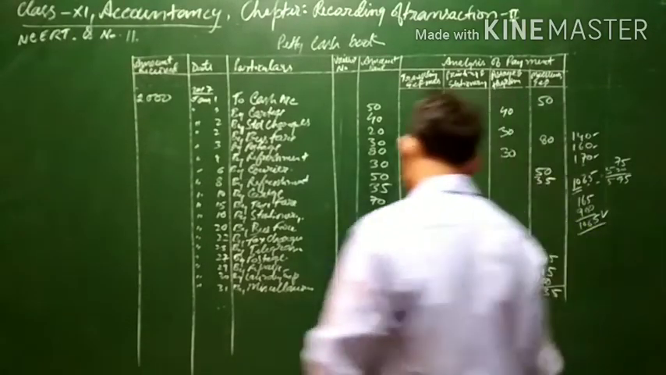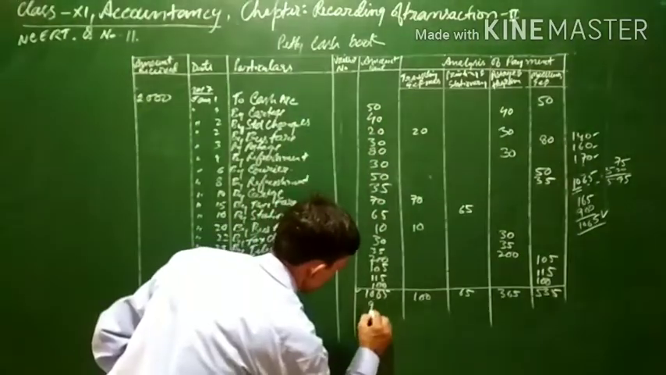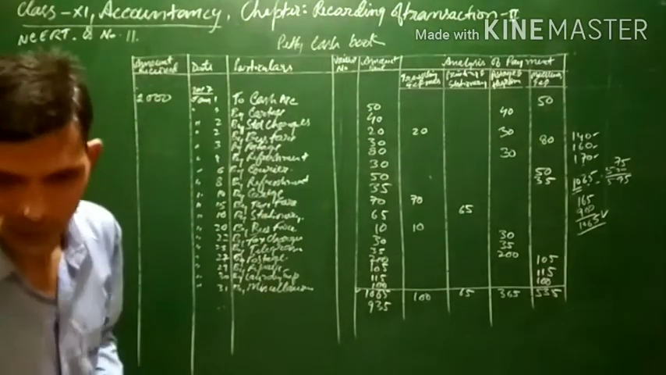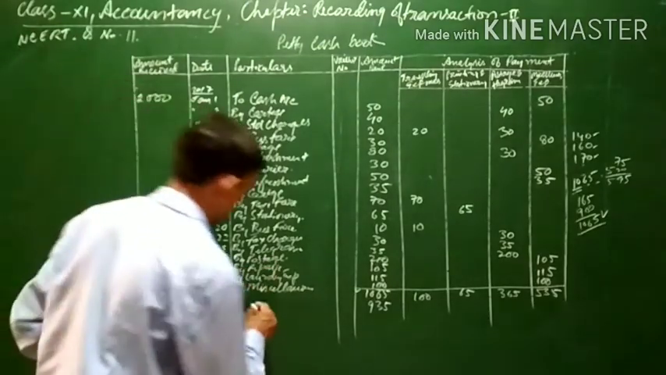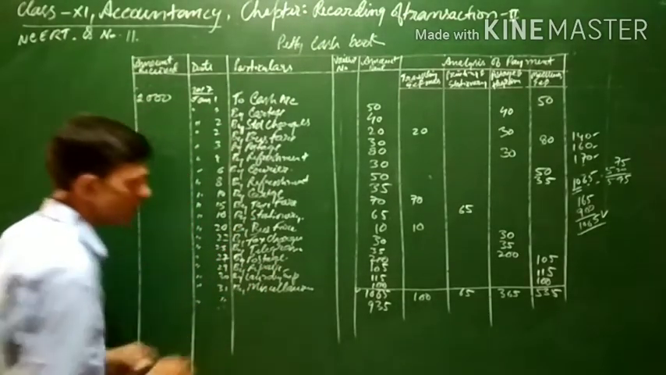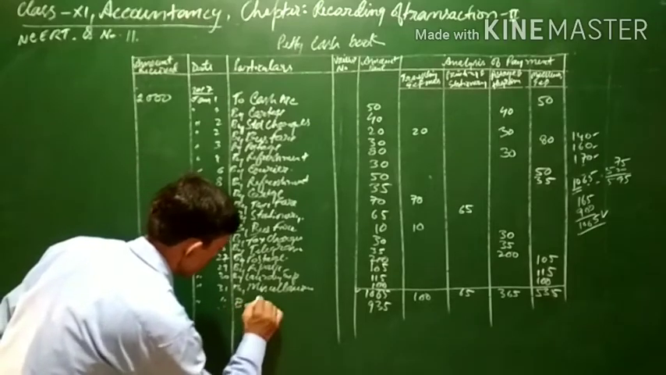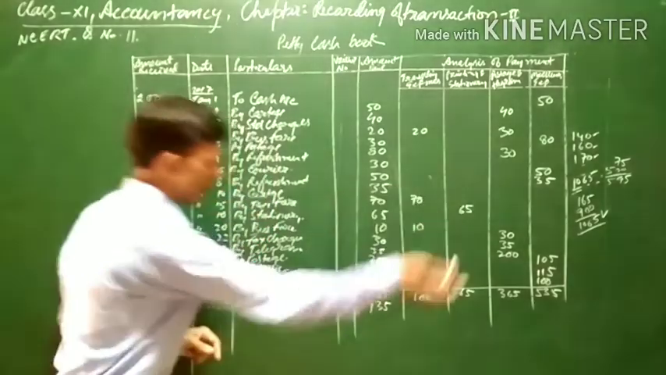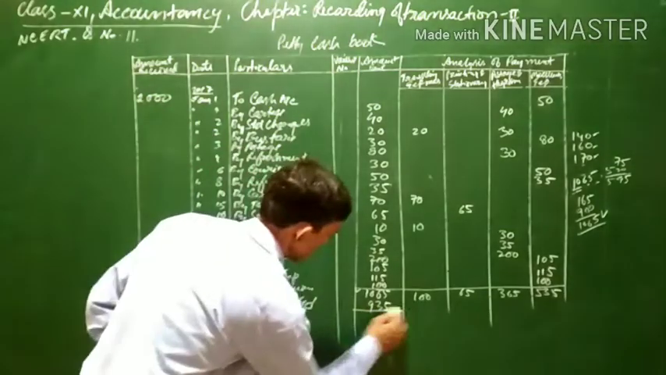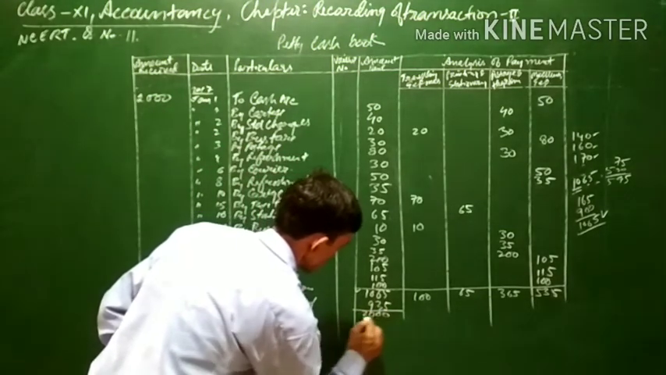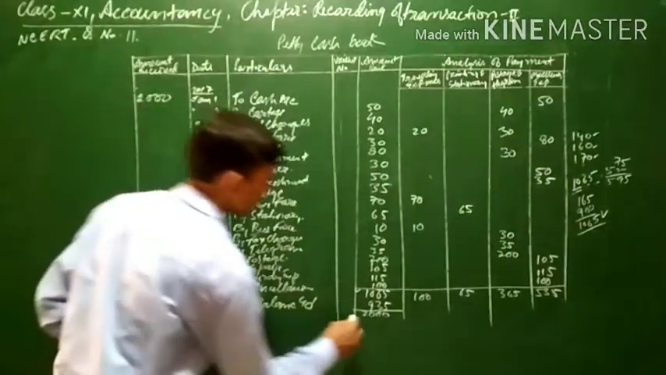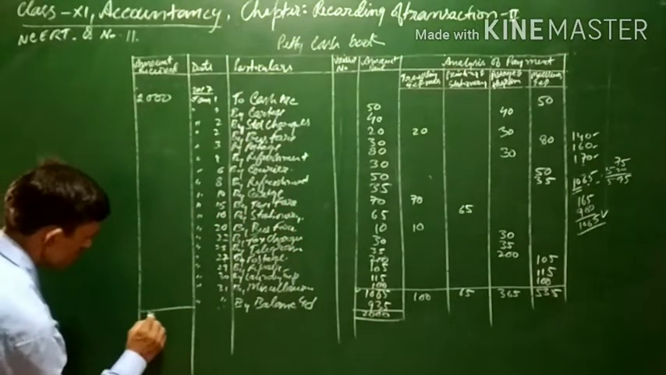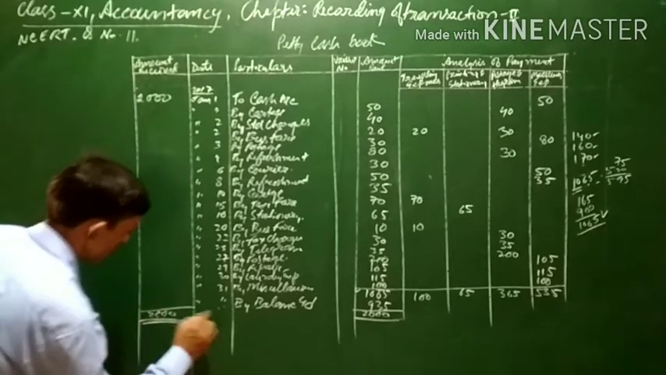Now, how much balance is left? 935 is the balance which will be left. Now it is given in the answer also. 935 is the balance. It will be written at the end of the month. This balance will be carried down to the next period, and the total will come to 2000. Now this totaling will be done here also. Here also it is 2000.